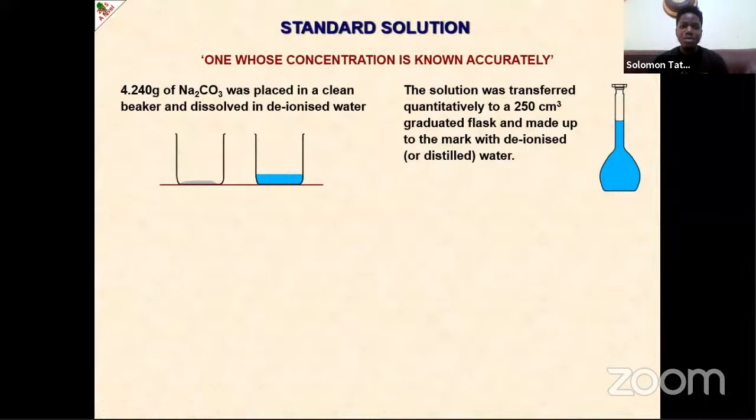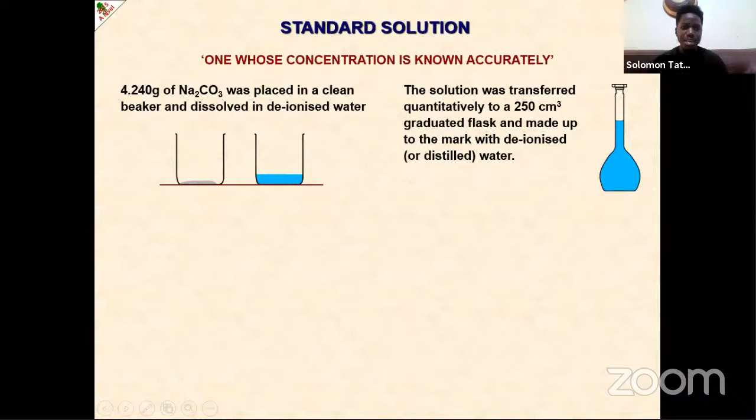Let's look at this example. One whose concentration is known accurately. Okay, a standard solution. In case you are ever asked, what is a standard solution? A standard solution is a solution whose concentration is known accurately, very, very accurately. That's a standard solution. Example we have here: 4.24 grams of sodium carbonate was placed in a clean beaker and dissolved in deionized water. The solution was transferred quantitatively into a 250 cubic centimeter graduated flask and made up to the mark with deionized or distilled water.